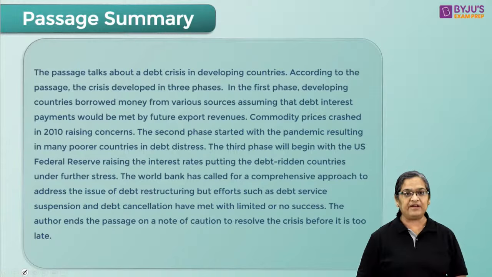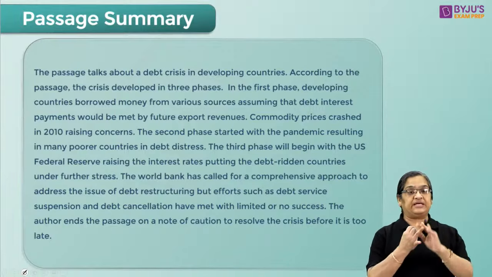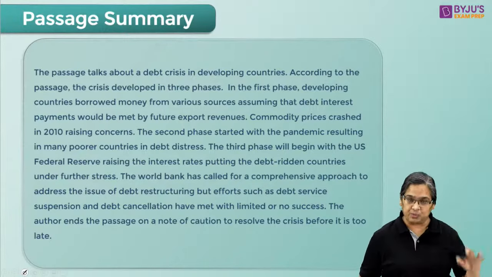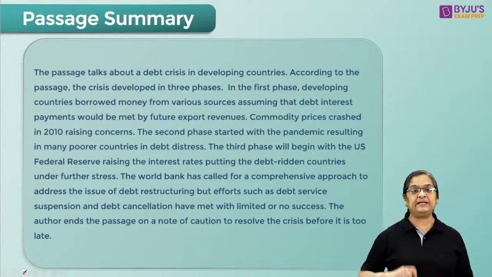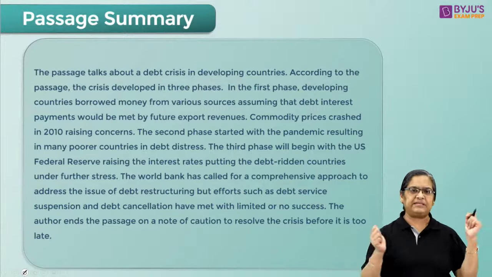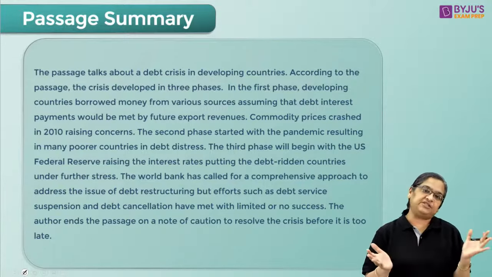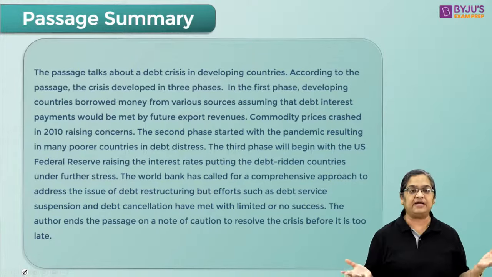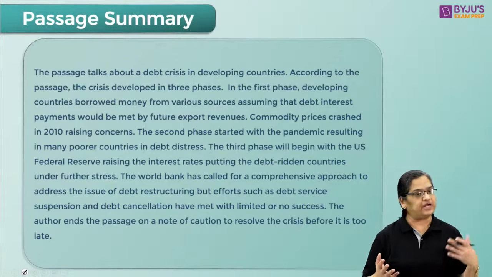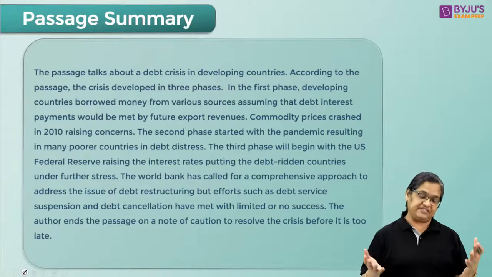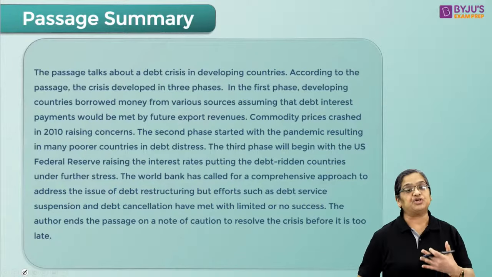Then what happened in phase 2? 2 things happened. One is consumer prices crashed. Second, the pandemic happened. Now that was a double blow, because of which these countries suddenly are in debt and they have no way, the economies are already facing a problem, so they are not in a position to repay the debt. There's a crisis.